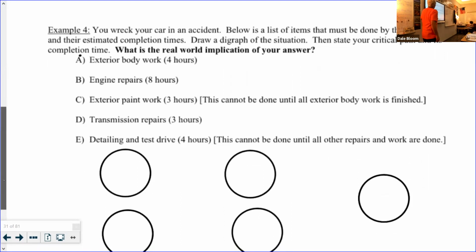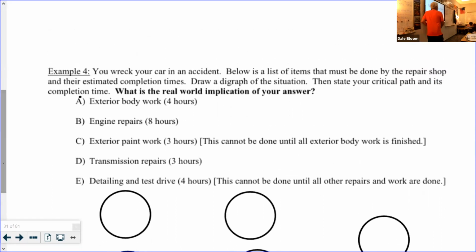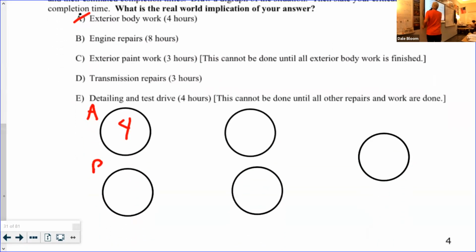So, exterior body work. That's task A. Okay, 4 hours. Okay, how about engine repairs? Do I have to do engine repairs after the body work? Do I have to get the body work taken care of before I can start working on the engine? Yes. Really? Why? You do work on the engine also. Yeah, I can do that. That's independent of body work. I can start working on an engine right away. That's another place I can start. So this is where we start.